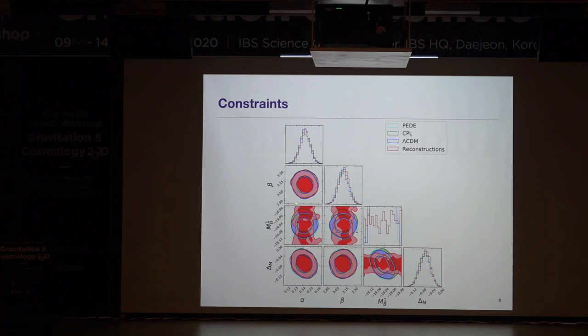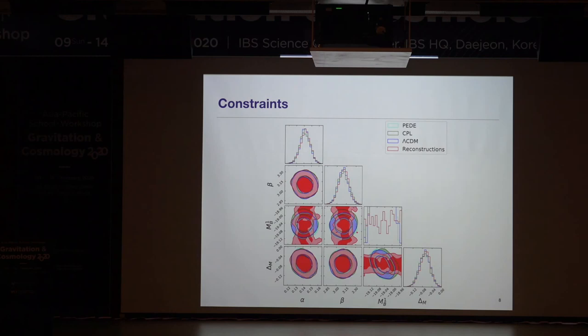You can see the red color, which shows the contour for reconstructions, and the other three colors show the contours for three different models. Blue is lambda CDM, green is CPL, and cyan is the PEDE model. First of all, you can see that the absolute B magnitude is not well constrained for the reconstruction, which is because the type 1 supernova data alone cannot constrain the Hubble constant, and this parameter is highly affected by the Hubble constant. But for the other three models, we can select a certain value of the Hubble constant.